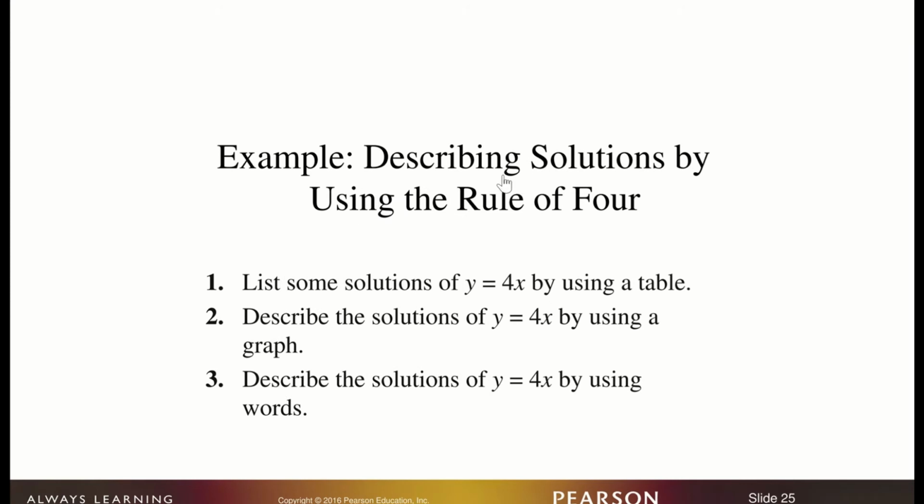Here we want to describe the solutions of this equation, y equals 4x, using the rule of 4. That means we're going to do it using a table, using a graph, and using words. You're like, that's only 3. Well, remember what the 4th one was? It was using symbols or equations. So we already have that, the y equals 4x. That part is done. That's why we only do 3 other parts.